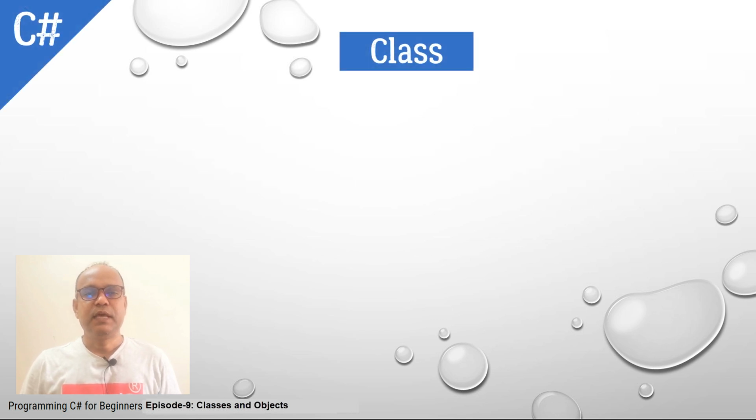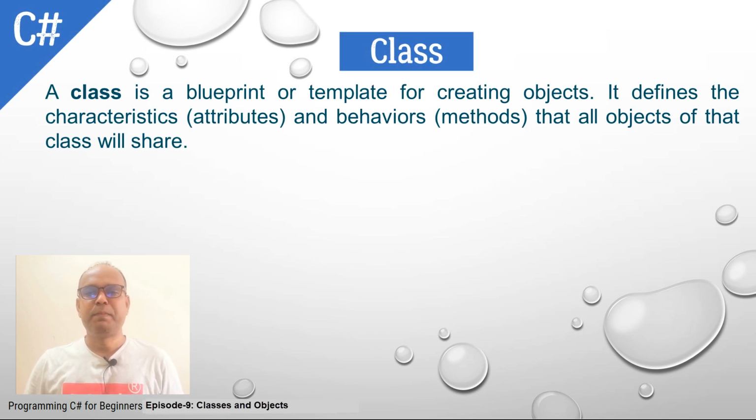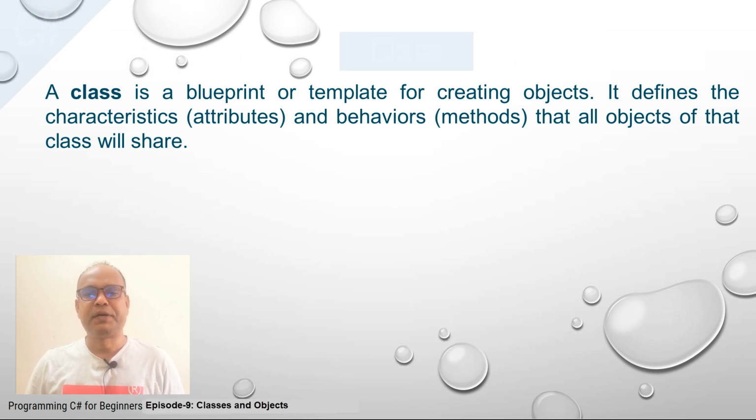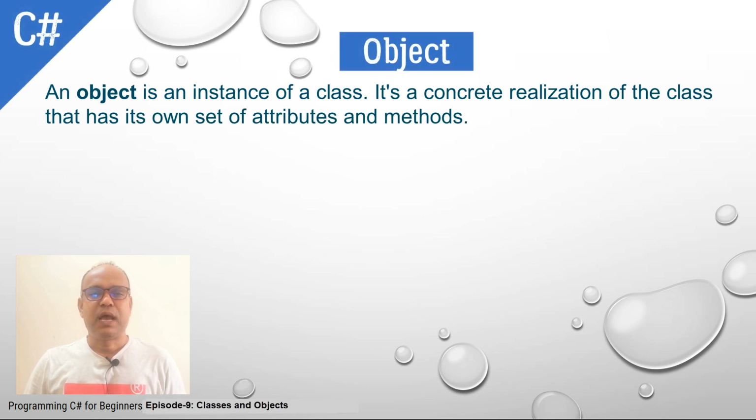Class. A class is a blueprint or template for creating objects. It defines the characteristics or attributes and behaviors or methods that all objects of that class will share. Think of a class as a cookie cutter. You use the cutter to create many cookies, but each cookie is a unique instance with its own shape and properties.